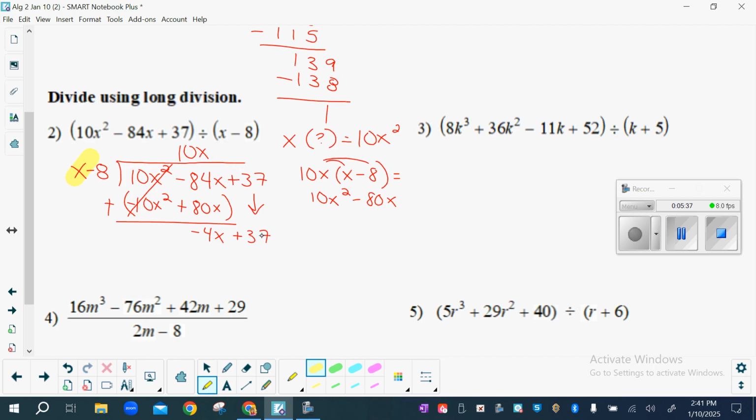So again, we're going to look at what do we multiply x by to give us the negative 4x. Good. So that's going to be a negative 4, and then over on the side, you're going to take negative 4 times x minus 8, and what do we get when we take negative 4 times x minus 8?